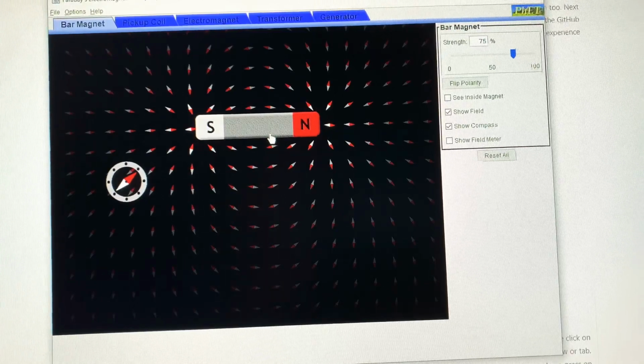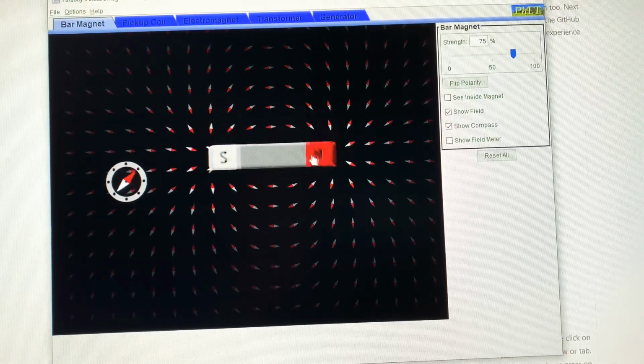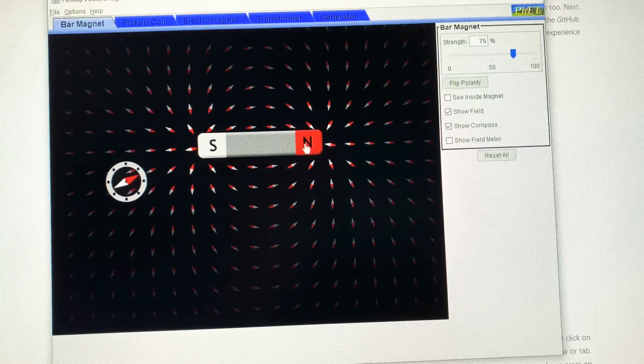So the electromagnetism in a nutshell assignment has you go through each of these tabs and make some observations. So I'll just walk you through those. The first one says, go to the bar magnet tab and look at it. So you see this is the bar magnet right here. And the first question has you analyze how many sides or poles this magnet has. And you can see that there are two.